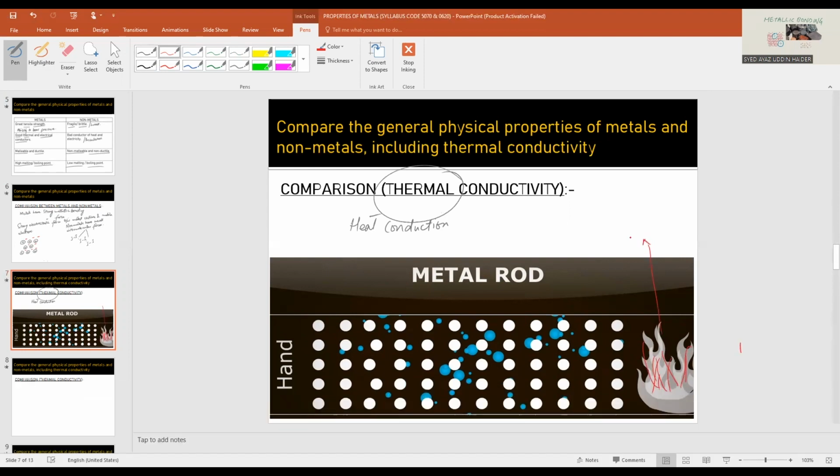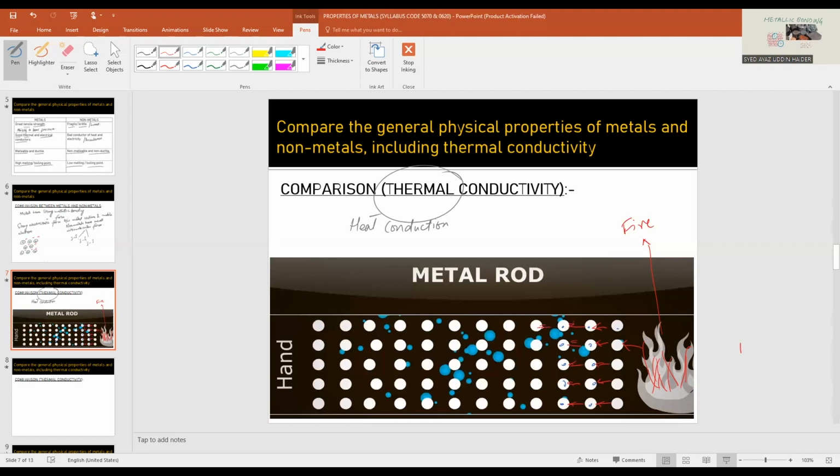We are heating up this rod. What is happening? There are metal atoms in this. These are the metal atoms. And this fire heats up these metal atoms. The heat is transferred from this metal atom, and this will continue transferring to other metal atoms.